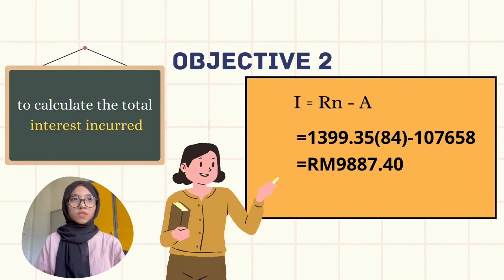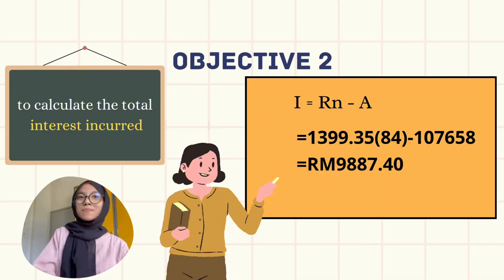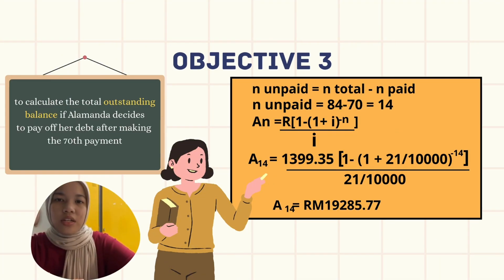Next is Objective 2, to calculate the total interest incurred. To calculate interest, we use the formula I equals Rn minus A. For R, we got 1,399.35 multiplied by 84 minus 107,658. So the final answer of total interest is RM8,087.40.